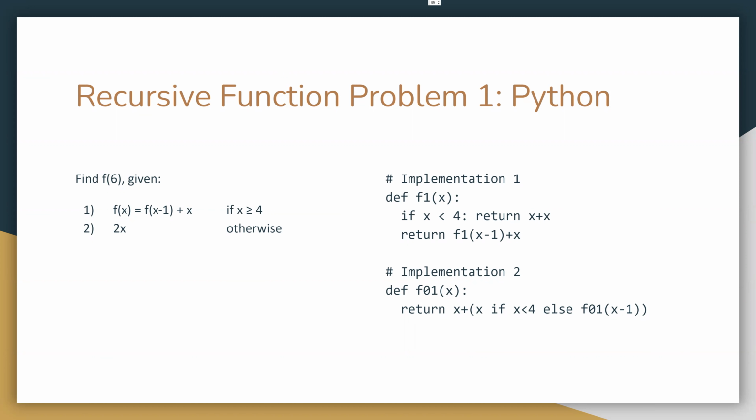And in Python, you also have this, what do you call it, conditional expression. So if x is smaller than 4, then this expression is 2x. Otherwise, it's f, calling this function again with x minus 1, plus x. So these two functions generate the same result. Let me see.